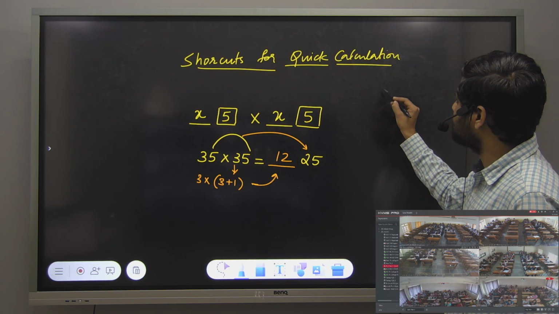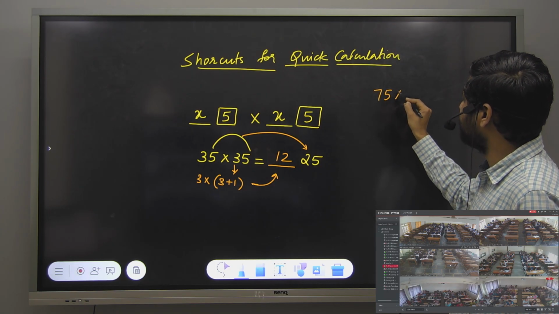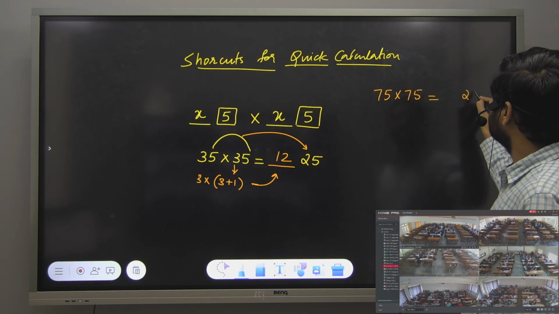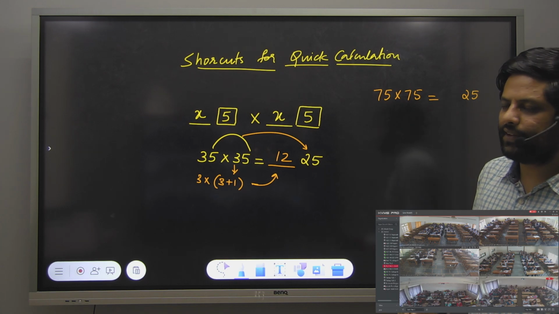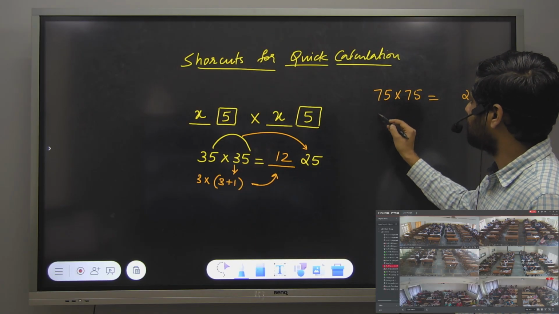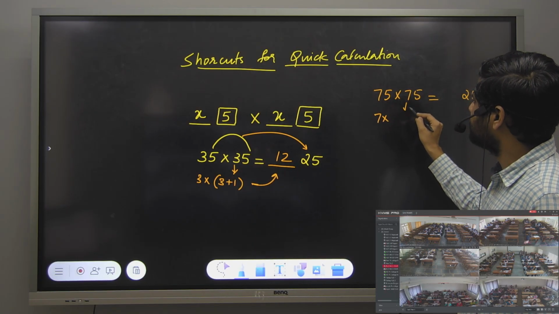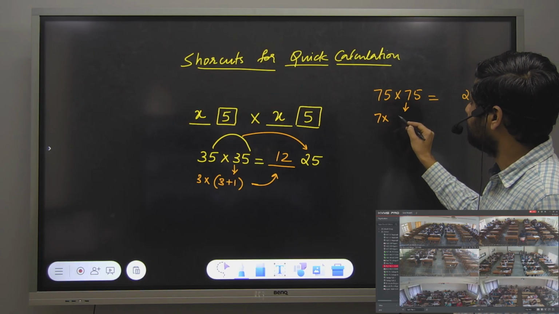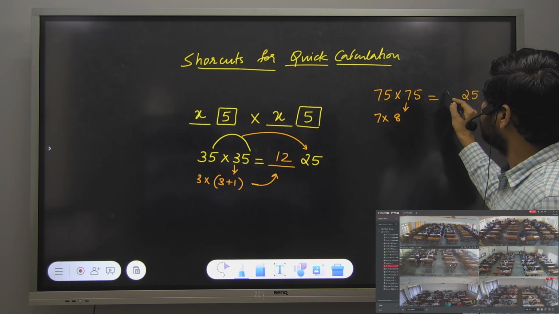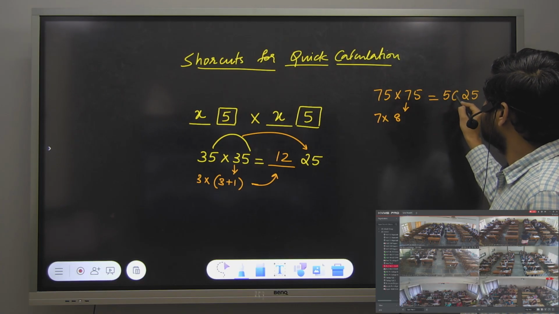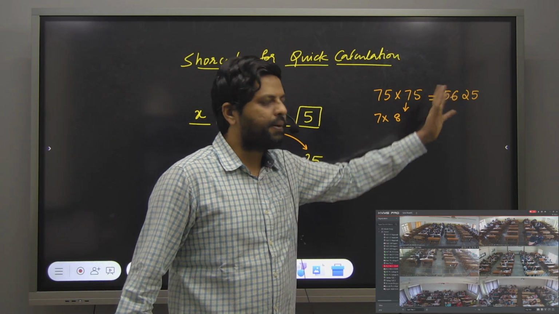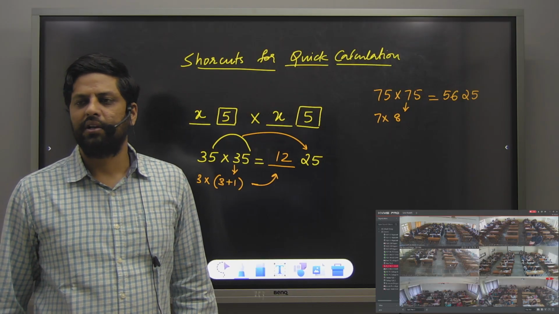Let's take one more example. Let us do 75 into 75. What will we first write? 5 into 5, 25. What will we do next? What did I do? 3 into the next number after 3, which is 4. So what will we do here? 7 into the next number after 7, which is 8. How much is 7 into 8? 56. So the answer is going to be 5625.